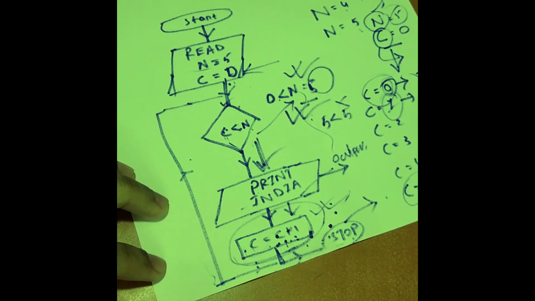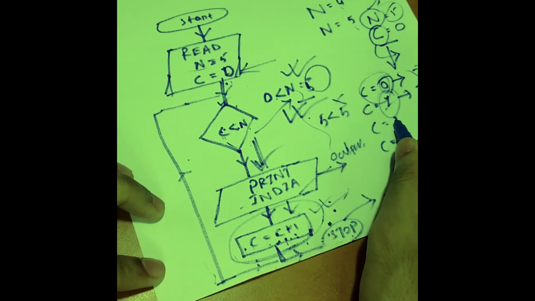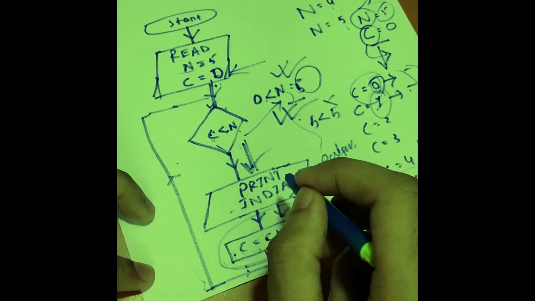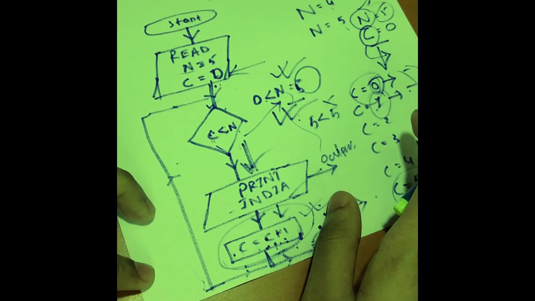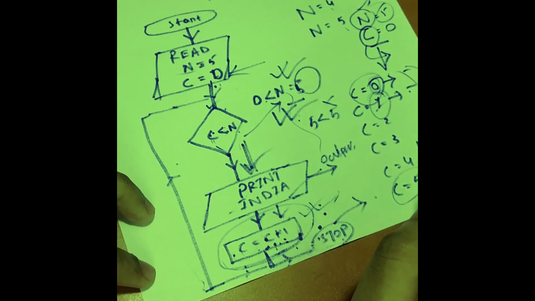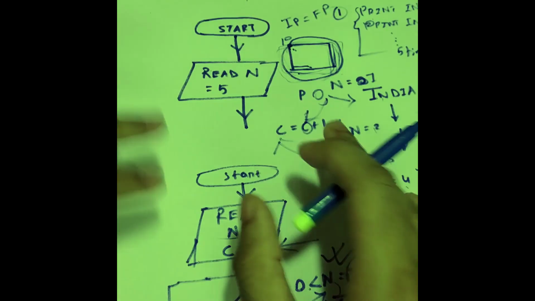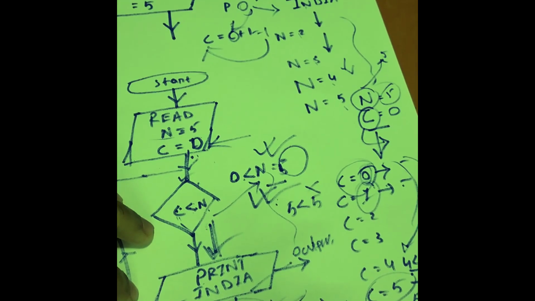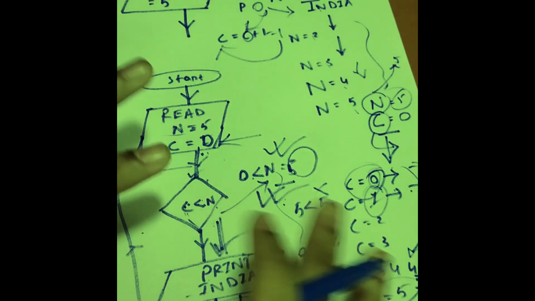That's it. How many times have I printed? 0, 1, 2, 3, 4. When it is 5, the loop breaks and the code terminates. That's what it was. Printing India 5 times. I have discussed the function of a loop and how it works. So let me just end here the part of this flowchart.